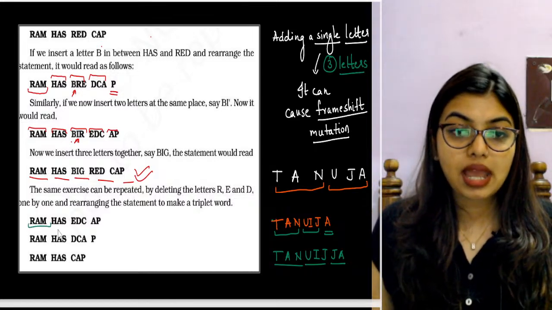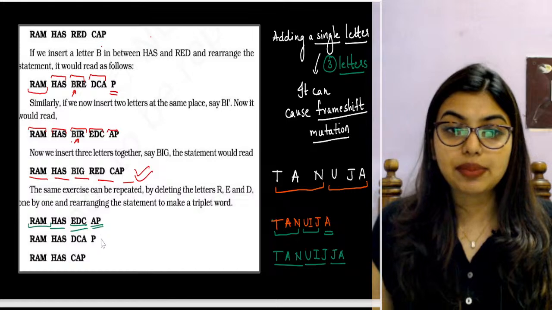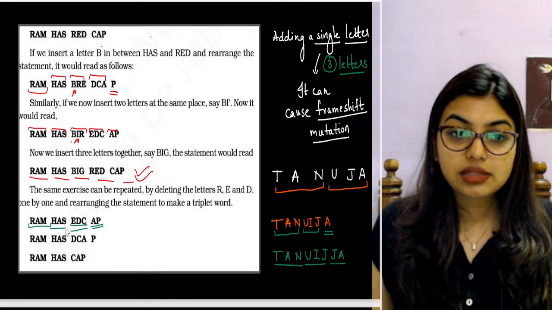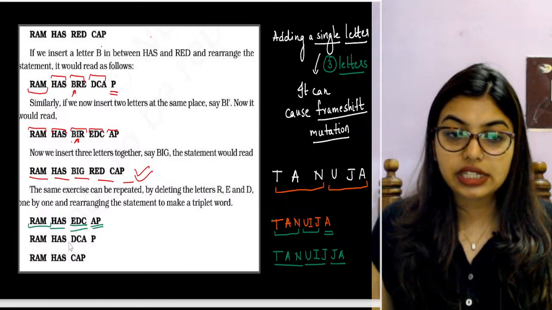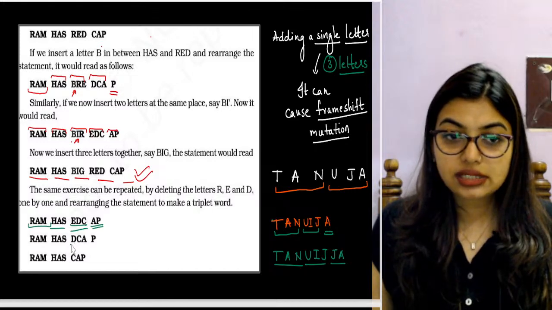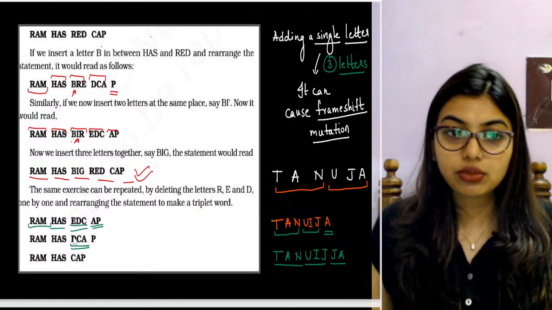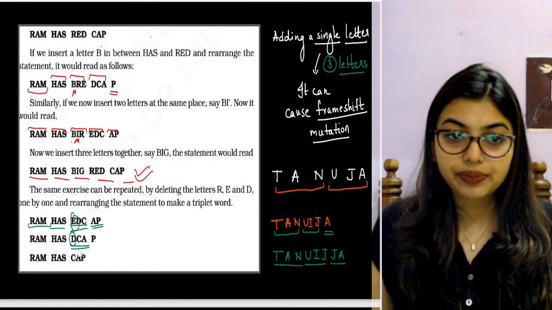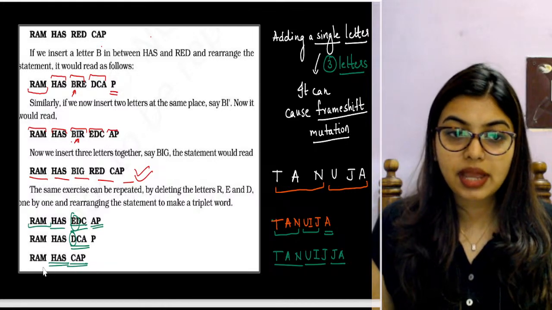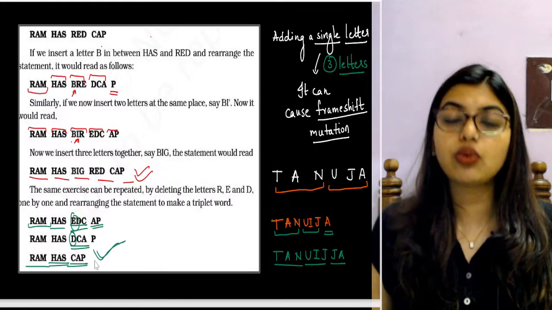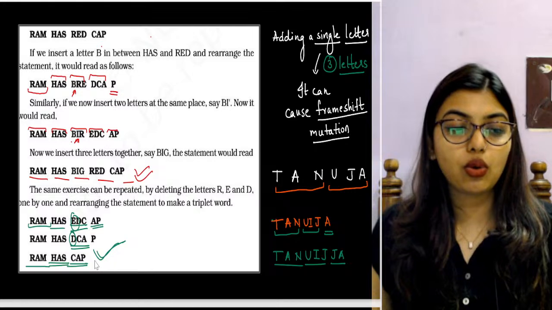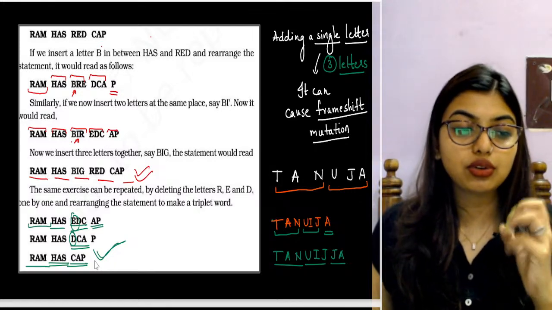So Ram has EDCAP. What has happened here? Here, all these letters are there. Now we start slowly removing. E got removed. Next D will get removed. Then C will not get removed. So these 2 letters we removed, and it ended up having Ram has cap, which is again okay. Understood? This is the thing that we need to focus on.